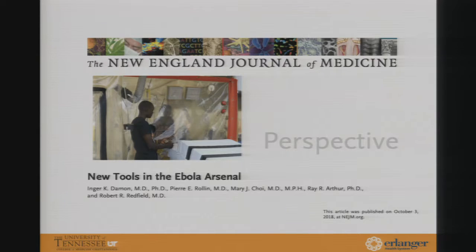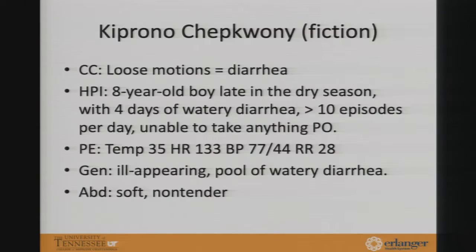Yeah, okay. Case number 2. Chepkwony has loose motions and diarrhea. He's an 8-year-old boy. The time is late in the dry season. He has 4 days of watery diarrhea, greater than 10 episodes per day. He's unable to take anything by mouth. His exam is afebrile. His heart rate is 133. He has a lowish blood pressure and is a little tachypneic. Generally he's ill-appearing. He's sitting in a pool of watery diarrhea. His abdomen is soft and non-tender.